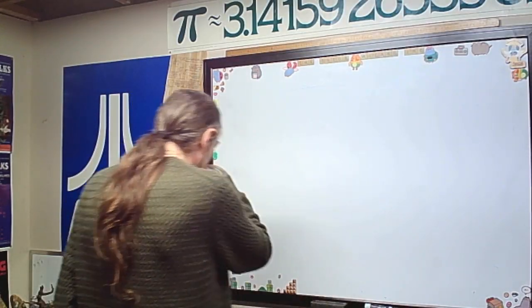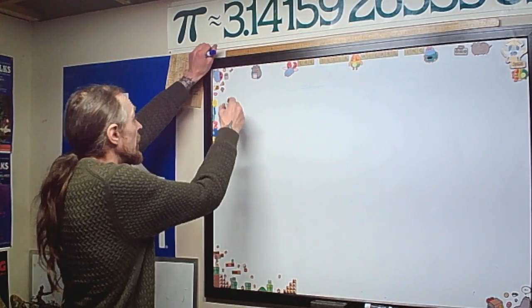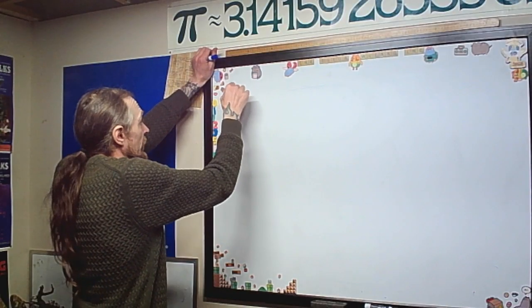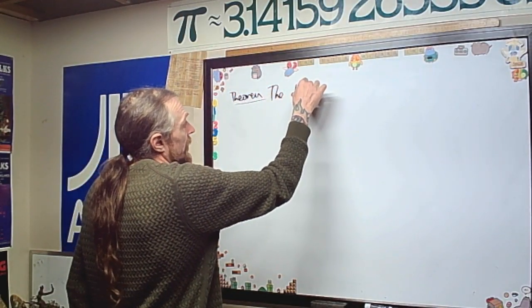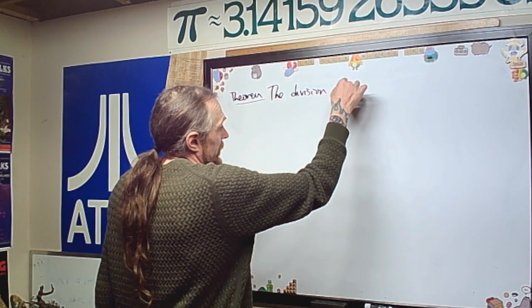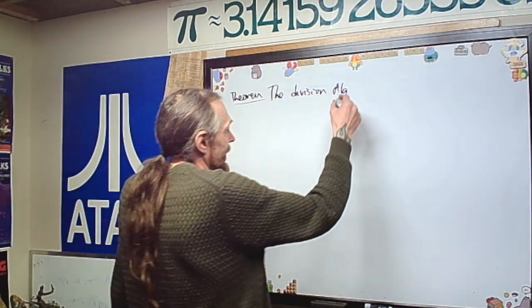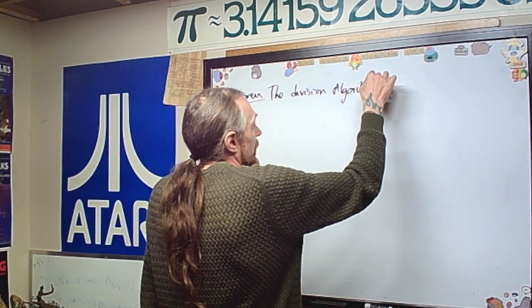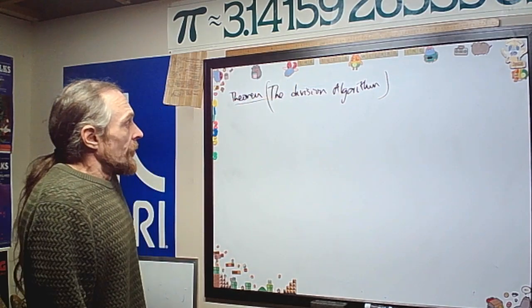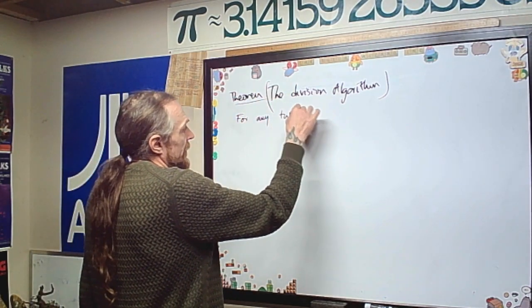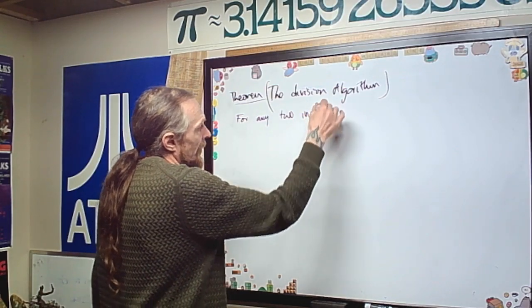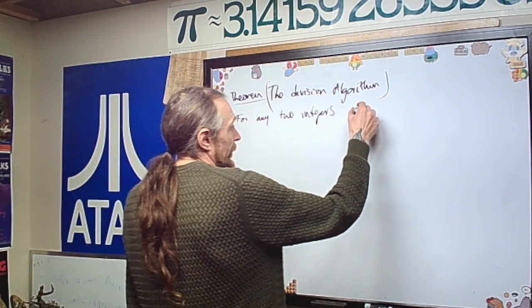So if we want to, we actually have to use long division. So let's do the theorem, the division algorithm. If you want to use Dr. Google to look it up, it's nice to have a name. What this says is, for any two integers, positive or negative, we can make them positive if you want.